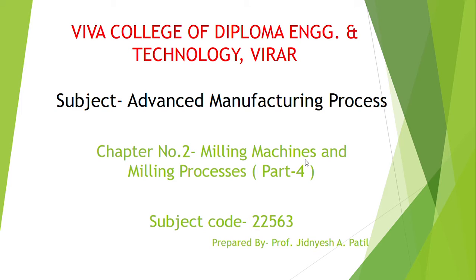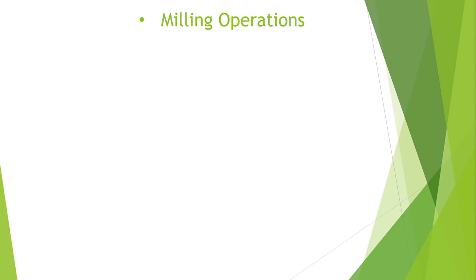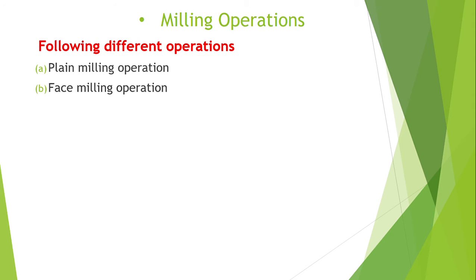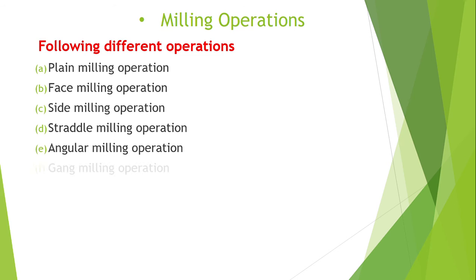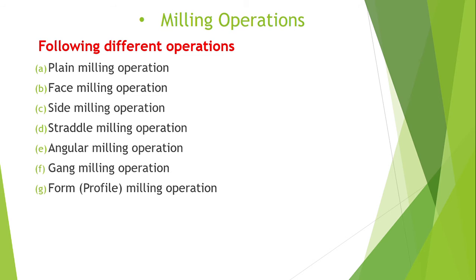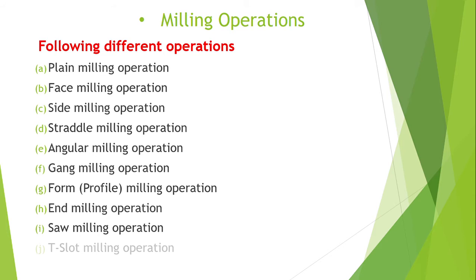In this video we are going to study different types of milling machine operations and how they are performed. So let's start. The different operations that can be performed on milling machines are plane milling, face milling, side milling, straddle milling, angular milling, gang milling, form milling (that is, profile milling), end milling, saw milling, and T-slot milling operations. Now we will study all these types of operations and how they are performed.